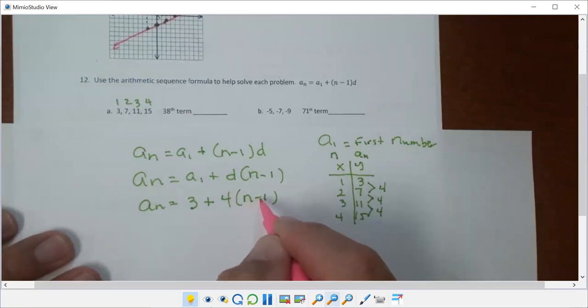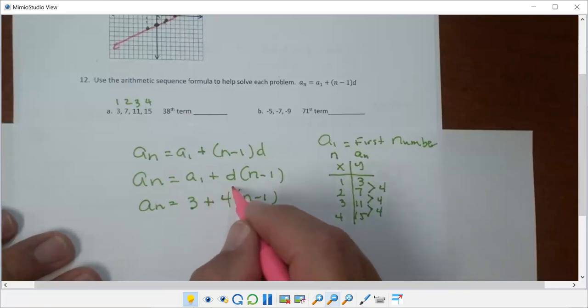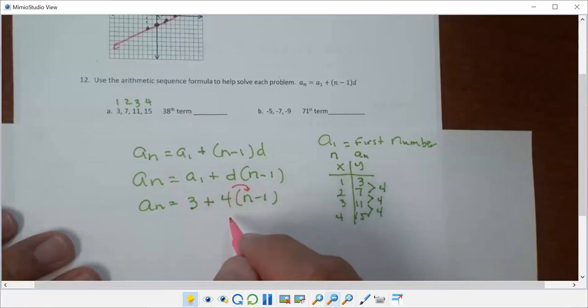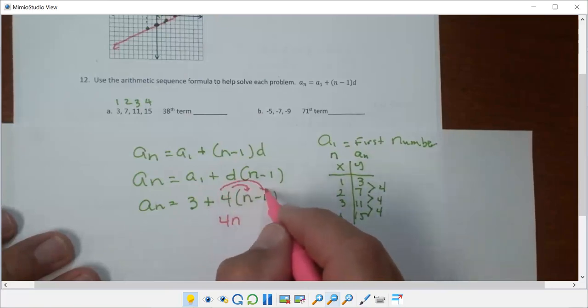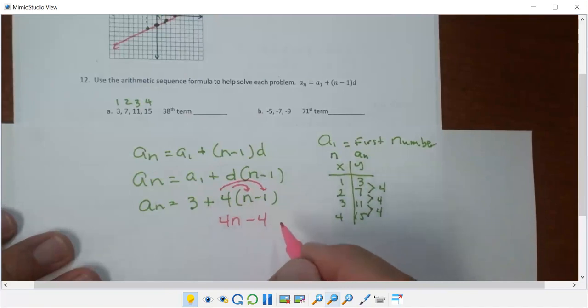This is a letter in it. So you're not going to do anything to this first. You're just going to distribute. So we're going to take positive 4 and multiply it to n. So it's 4n. Then we're going to take 4 and multiply it to -1. That's a -4. Okay, see how this works?